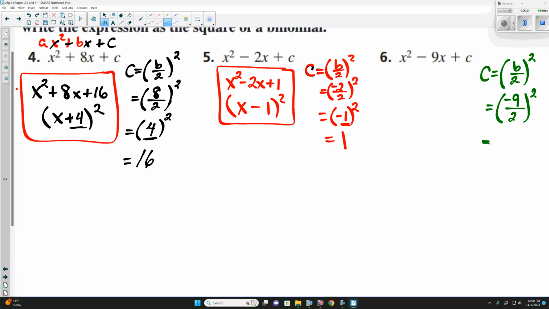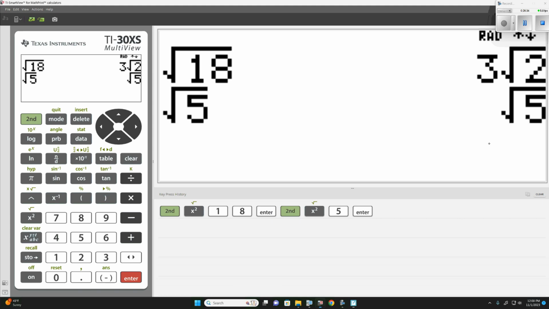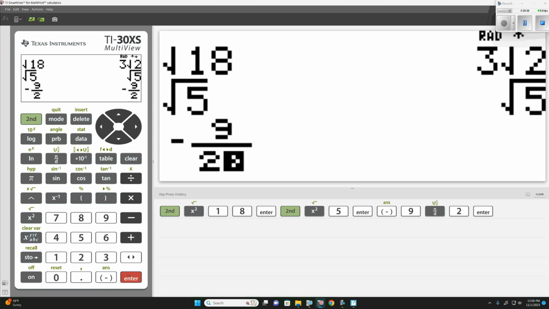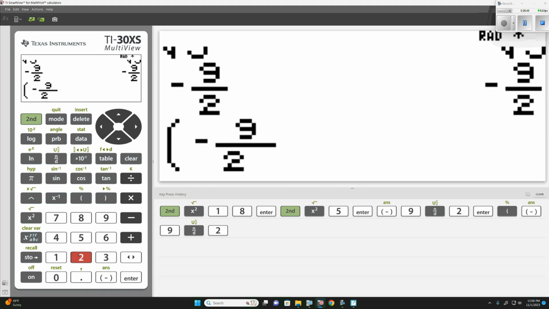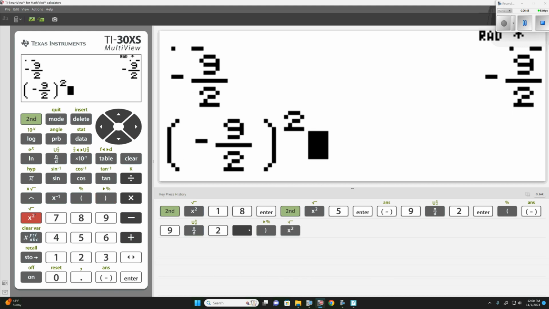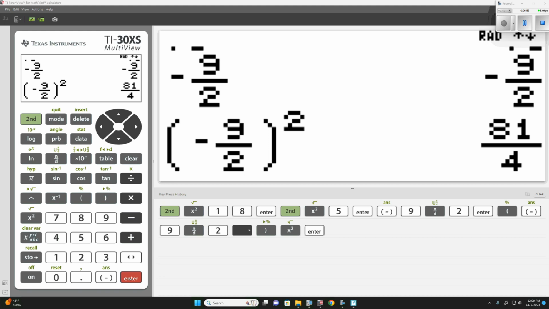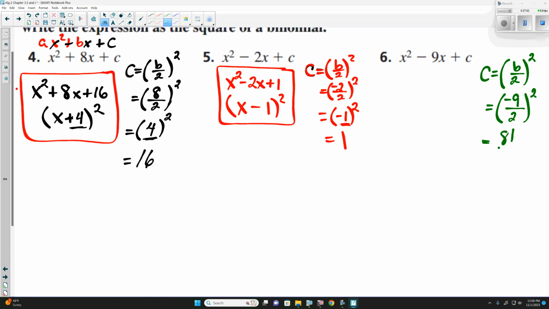Because if it had been, say, negative 3/2 over 2, where negative 3/2 was the value of b, we divided by 2, we will simplify it. But negative 9 over 2, that's as simplified as it gets. We can't simplify it any further. So instead of turning it into a decimal, we're going to leave it as negative 9/2. And if we square it, we get 81/4. So our perfect square trinomial in this case is x squared minus 9x plus 81/4.